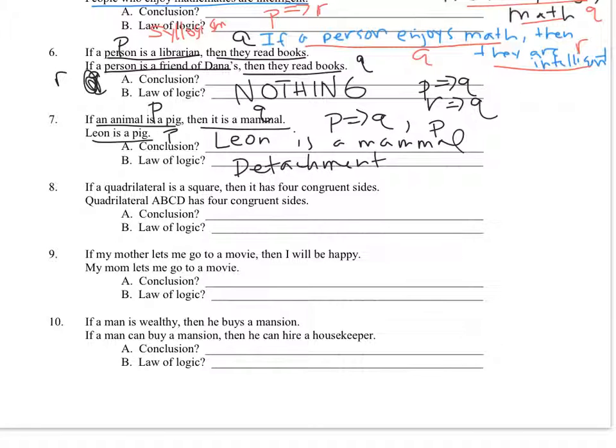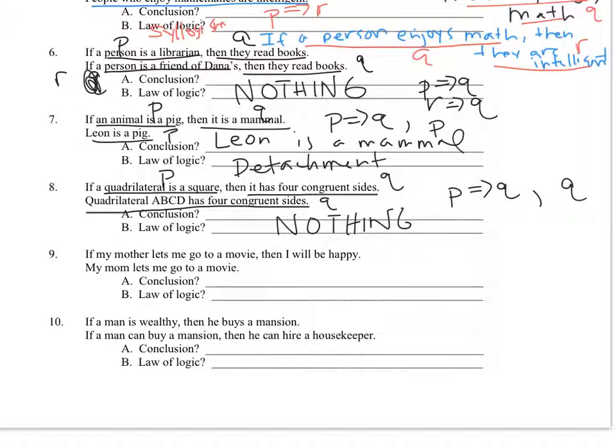And number 8, if a quadrilateral is a square, P, it has 4 congruent sides, Q. Quadrilateral ABCD has 4 congruent sides. So that's Q. So we have P implies Q is true, and then we're given Q. So this is, again, nothing. If it was law of detachment, it would be P implies Q, and then P is true, but this is nothing. Nothing can be concluded.